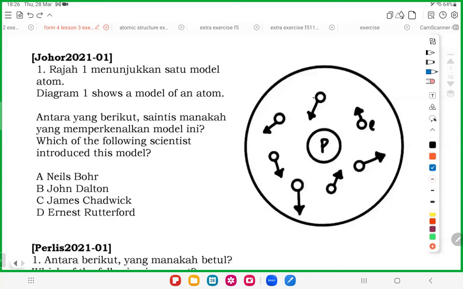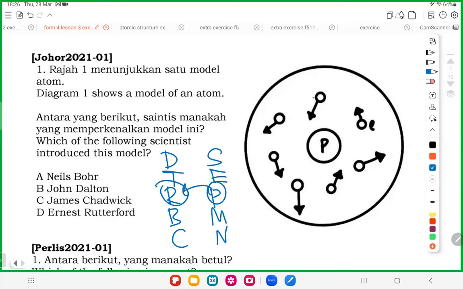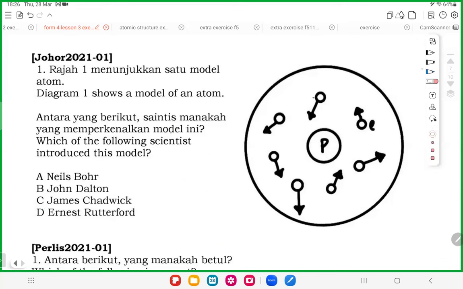Okay, so it should be Rutherford. Why? Because when you see P stands for proton, proton is discovered by Rutherford. Here maybe some students make a mistake. They saw this E is electron, or this arrow seems like the electron is moving, isn't it? Sir, electron moving, I thought it is Niels Bohr.